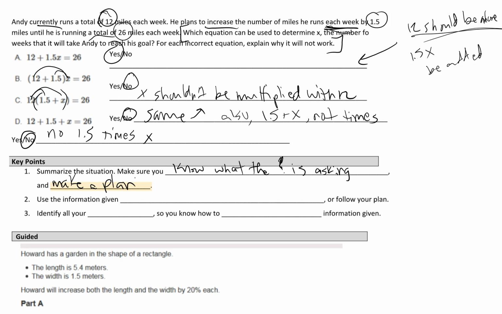Making a plan requires you to identify what you need to be able to answer the question and to know how you're going to get it. You're going to use the information given to write and solve an equation if the question asks you to. Or you'll see this in our guided example, follow your plan. You need to identify all your variables so you know what's happening and so that you know how to substitute the information given.